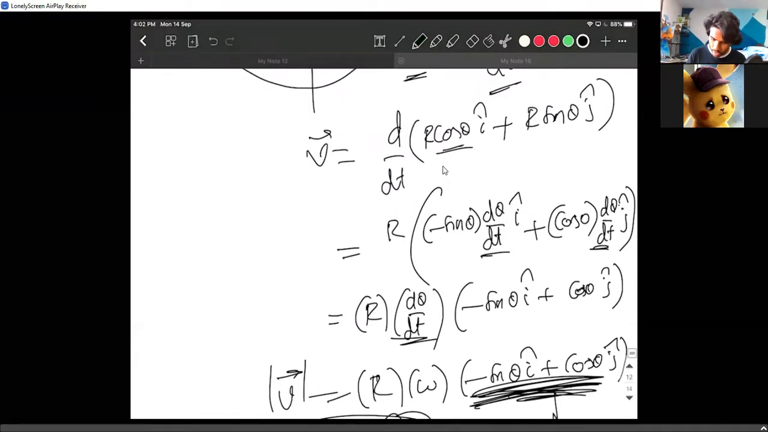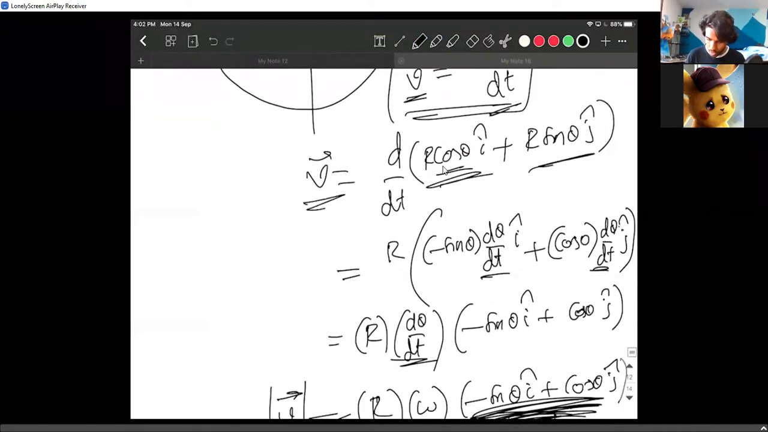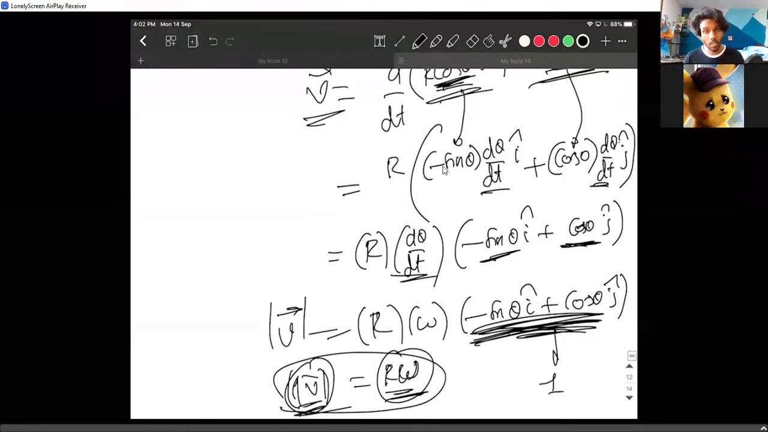When I differentiated the position vector, v equals dr by dt, I differentiated the whole thing. And when I differentiated cos theta, I get minus sine theta. Sine theta's differentiation is cos theta. That is why I get minus sine theta and cos theta.